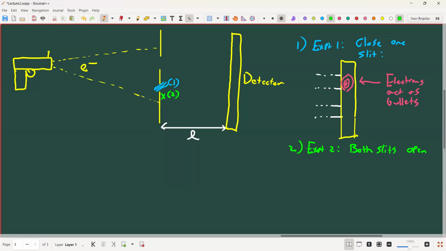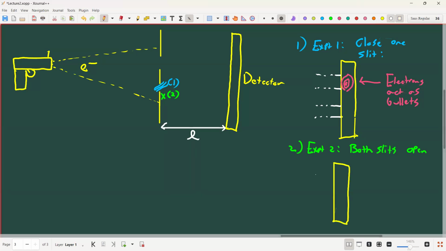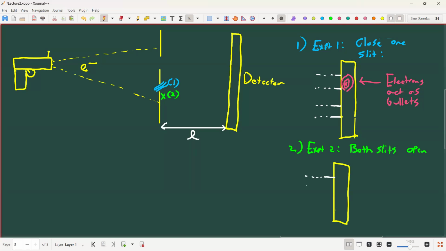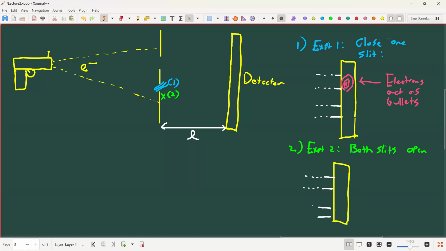But what you in fact see, I'll do my best to reproduce the result on a piece of paper. But what you see instead, let me do a different color, the red. What you see instead is an interference pattern, exactly like you do for light.